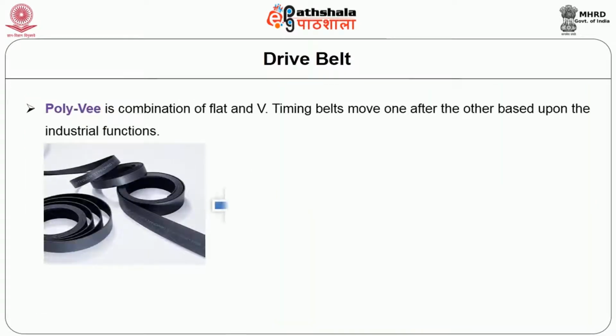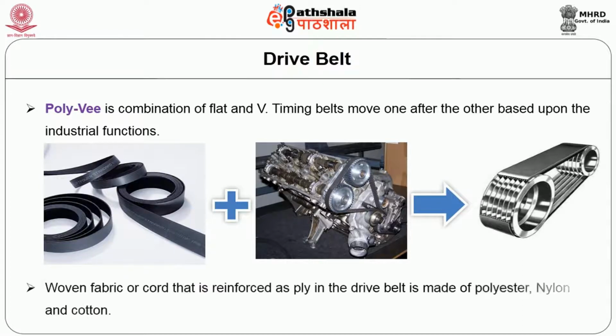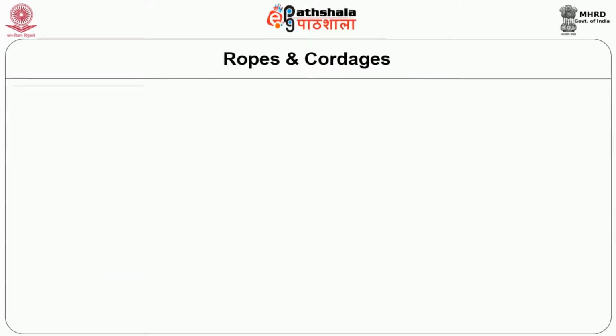Poly V is a combination of flat and V. Timing belts move one after the other based upon the industrial function. These belts are generally manufactured from a core of high tensile with synthetic rubber matrix enclosed in a fabric reinforced with rubber lining. Woven fabrics or cord that is reinforced as ply in the drive belt is made out of polyester, nylon, and cotton. Next, we shall see about ropes and cordages.